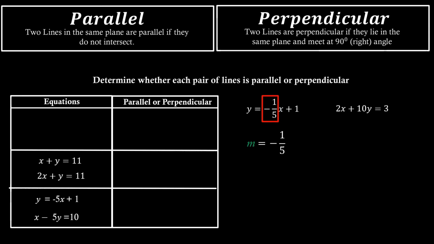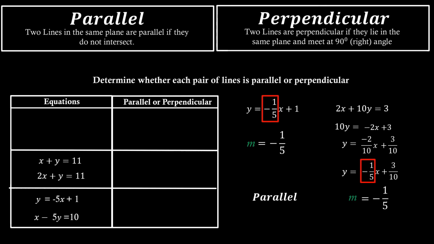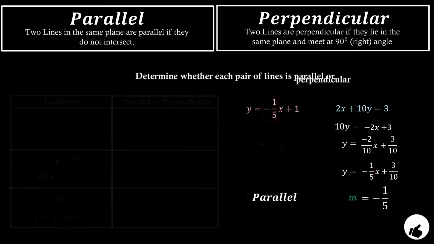For the second equation, we can subtract 2x from both sides to get 10y equals -2x plus 3. Then we can divide both sides by 10 to get y equals -2/10 times x plus 3/10, or y equals -1/5 times x plus 3/10. We can see that -1/5 is the slope of this equation. So we can say that the two lines are parallel. If we plot the equations, it would look like this.